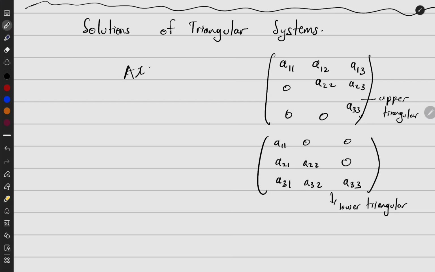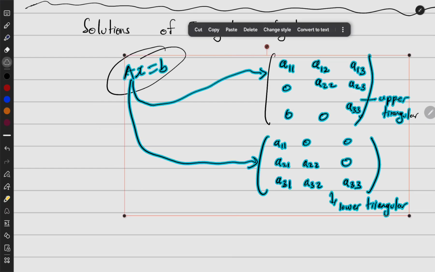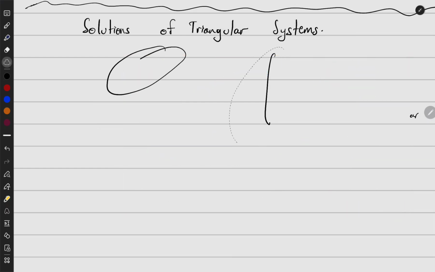We are going to still be solving our AX equals B system. However, now the A is either an upper triangular matrix or a lower triangular matrix. So we can begin with the definition.